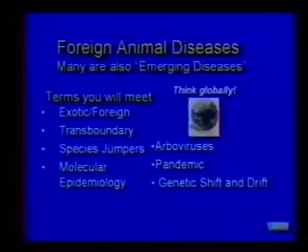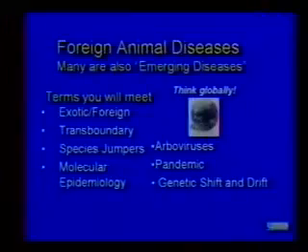Species jumpers, as the name implies, are diseases that have the capability of going from one species of animal to another. And while we don't necessarily consider influenza virus a foreign animal disease, this is the classic example of a species jumping virus. Now, molecular epidemiology simply means that by studying the virus in great detail, we can determine its origin, and we'll give you some examples of that as we work through.